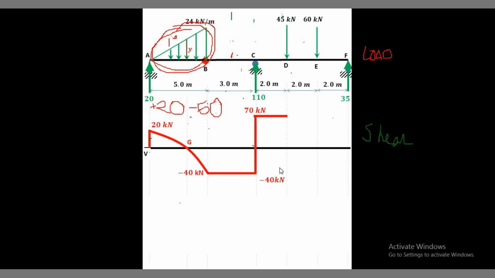That is 25. So, i-connect ko lang D to I. Then, wala ulit load from D to E. 25 minus 60 is negative 35. Then, at F, may pataas na 35. So, magzi-zero out siya. So, again, I started at 0. I should end at 0. Okay tayo dito sa may shear diagram before I go to the moment diagram.